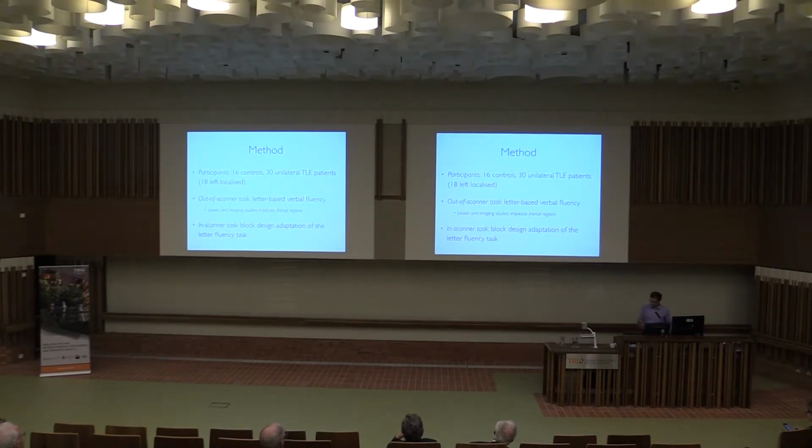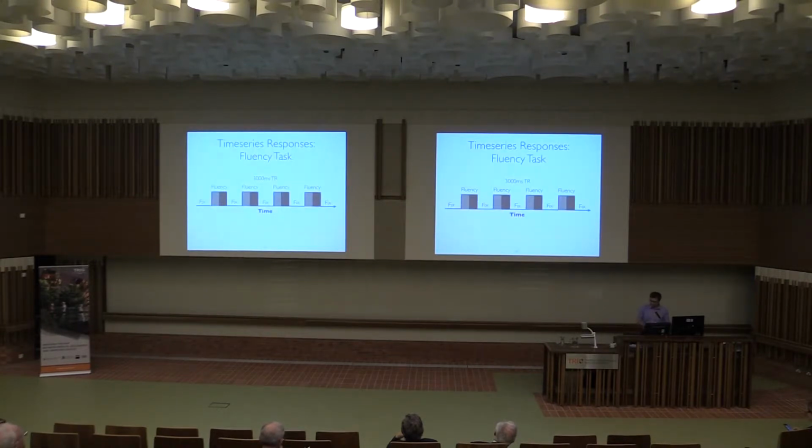So lesion and imaging studies strongly implicate the frontal lobes in verbal fluency. So this is a task that's heavily dependent on regions outside of the temporal lobe from which seizures are arising in these patients. Now we collected behavioural data outside of the scanner using a letter-based verbal fluency task, so coming up with as many words as you can think of beginning with a particular letter. And then we also used an in-scanner block design version of this task, shown here. So we alternated between 30-second periods of just pure visual fixation and 30-second periods of verbal fluency.